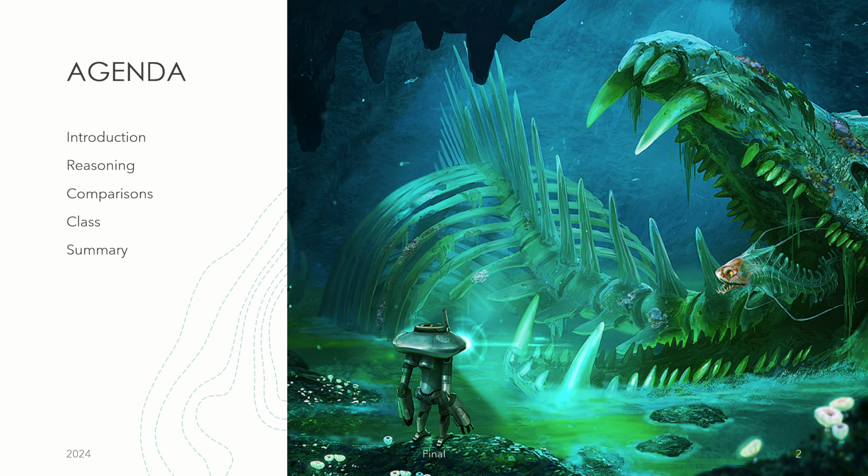So, this is the order of what I'm going to be doing things in. I'm going to have an introduction. I'm going to talk about my reasoning for choosing my certain text, the comparisons between this text and the other texts, and I will be talking about class activities and what I enjoyed in the class, as well as a small summary.